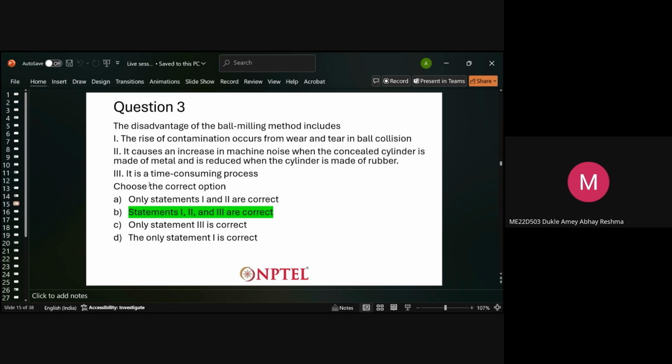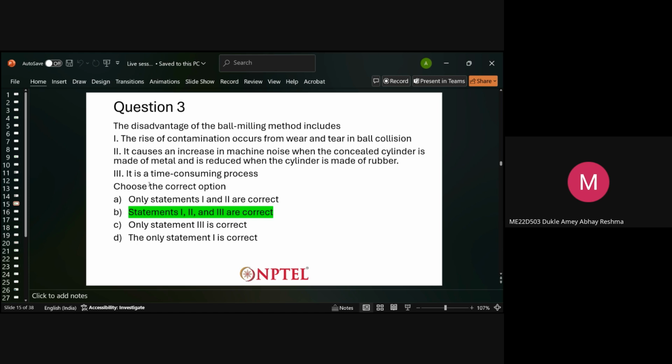And again, since there is a collision happening, in case of metal, if the container is also made up of metal, there will be a lot of sound generated. In case of rubber, the sound will be less, but the efficiency also will be less, because rubber will absorb the energy. So you have to make the trade off. There are a lot of things that go into the container.